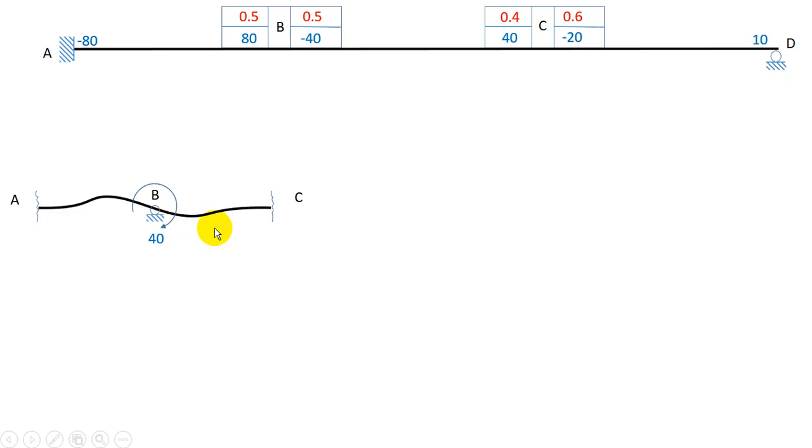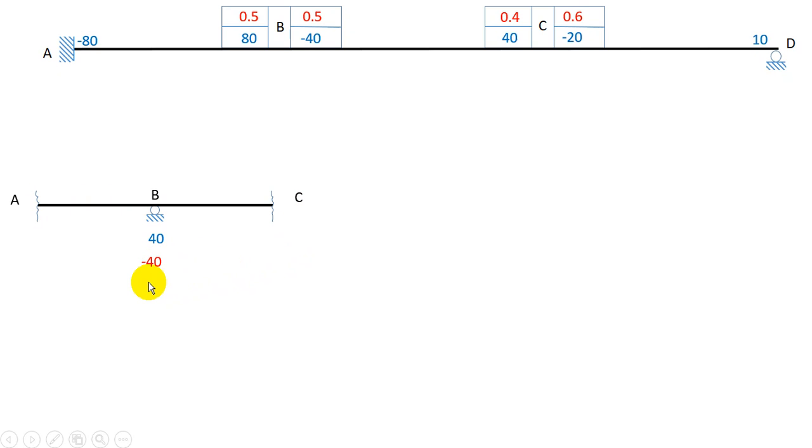As structural engineers, we cannot allow rotation of joints, so we have to balance it. If there is a clockwise 40 kilonewton meter on my joint, to balance it I'll have to put another 40 kilonewton meter, but this time it would be anti-clockwise. Since anti-clockwise is negative, I have to put minus 40 here. Now you can see my beam has become straight again after I put minus 40.